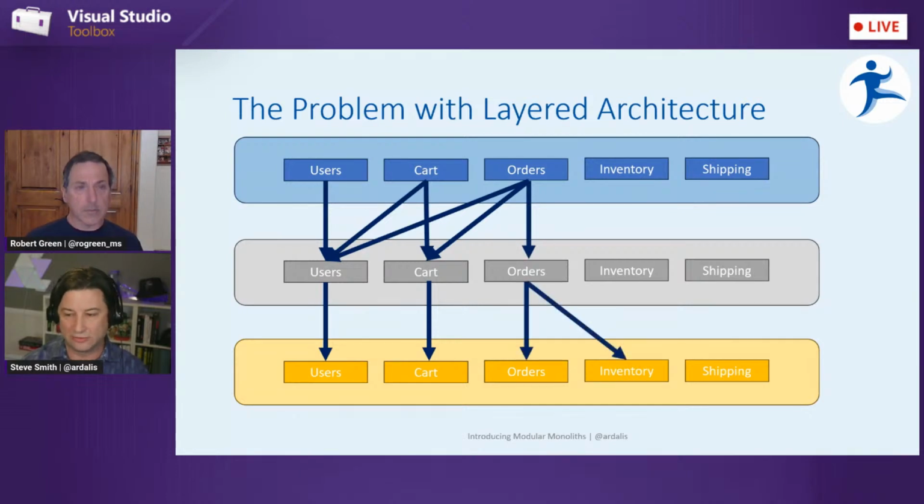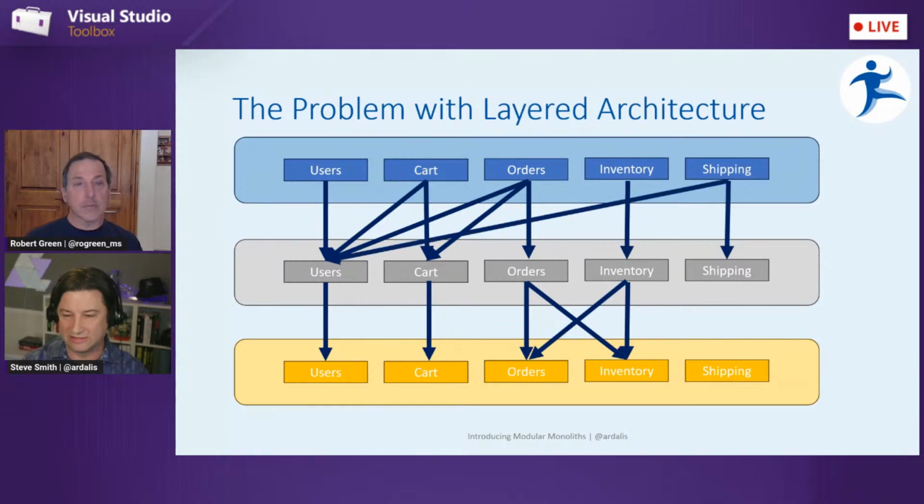And then inventory wants to get involved, and it needs to talk to orders too, and shipping needs to talk to all the different things. And at the end of the day, this whole thing starts to become a little bit messier than you would like, and certainly not as modular as you would like.